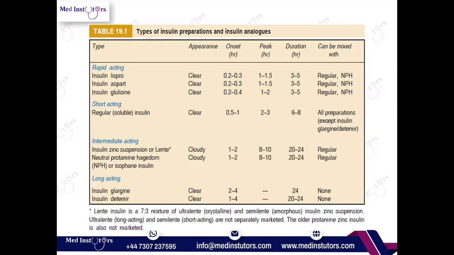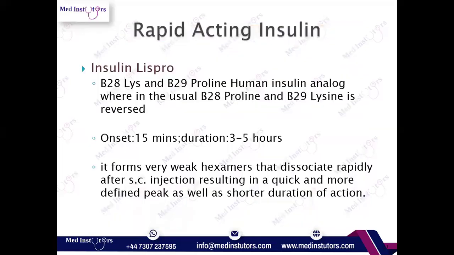So basically, these are the available insulins in the market, the approved ones. These are Lispro, Aspart, Glulisine, regular insulin, NPH or isophane insulin, glargine, detemir, and even degludec is also approved. Now we can see the features of each insulin. Next, in the next slide, the first of the rapid acting insulins is insulin Lispro.